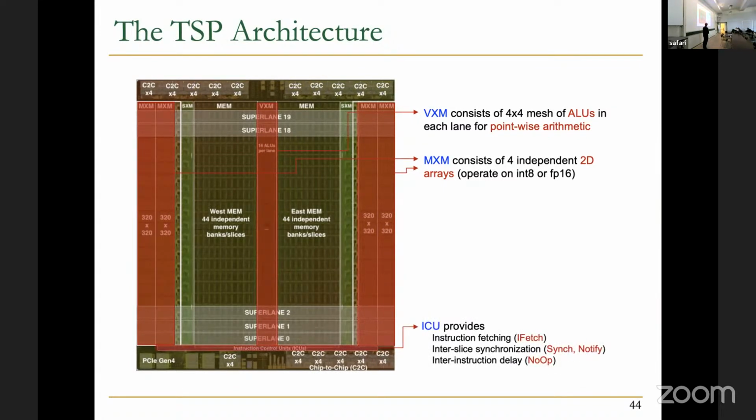Then we have the ICUs down here. They do what you would expect them to do. They give you some interesting possibilities like instruction fetching and inter-slice synchronization, which just synchronizes the data stream between the slices. It uses sync and notify for this, and it also offers inter-instruction delay by a no operation.